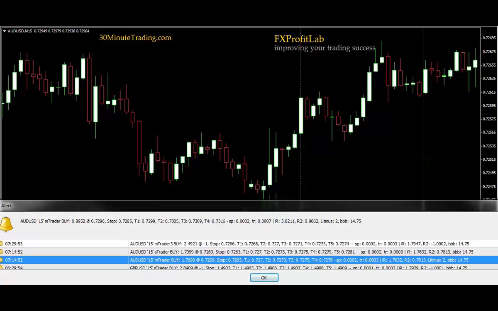These are calculated dependent on the exact price action that's happening in real time, and it comes up with audible alerts on your screen, and it flags it up with the visible alert telling you exactly what you should be looking at. BBB is saying it's 14.75, that's as bullish as it can get. Litmus is 2, that's as bullish as it can get. So we're pretty much good to go. That's a trade that we would be interested in taking.